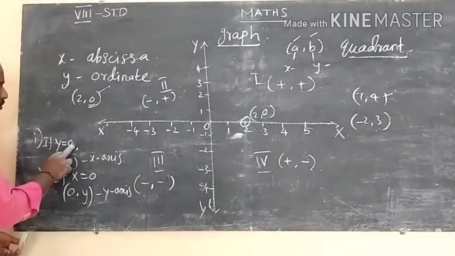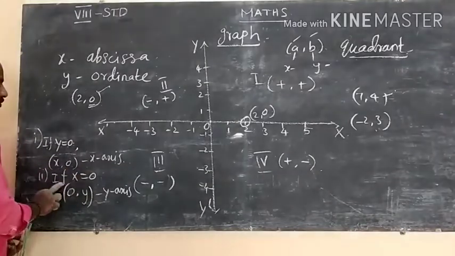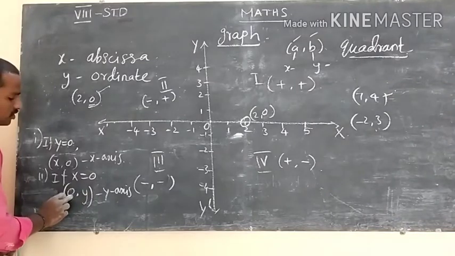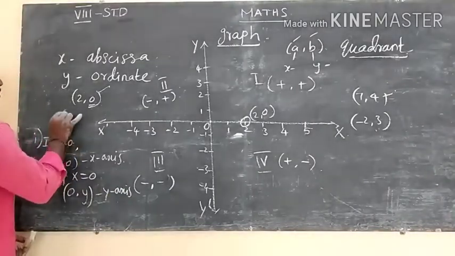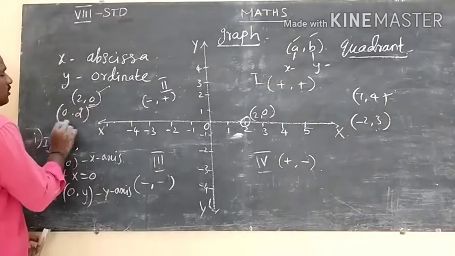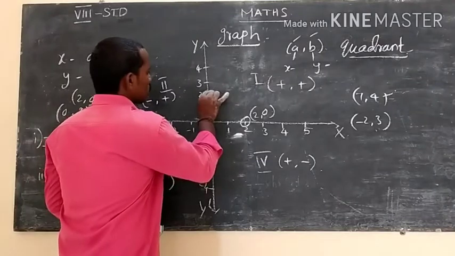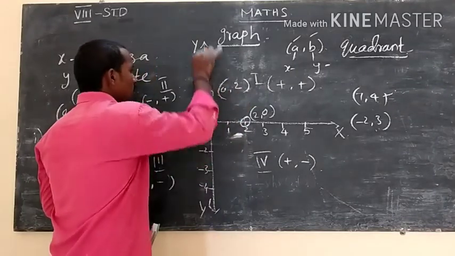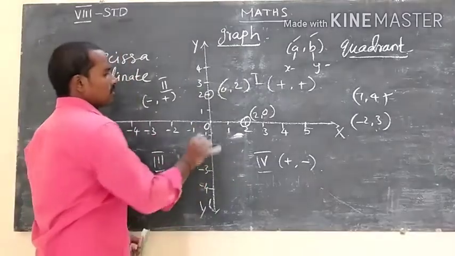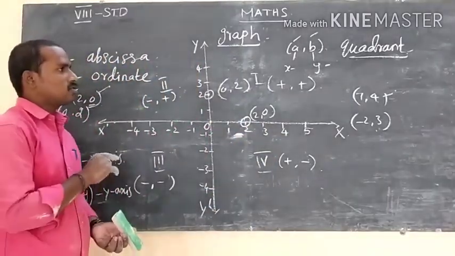If y is equal to 0, the coordinates (x, 0) lie on the x-axis. If x is equal to 0, the coordinates (0, y) lie on the y-axis. For example, (0, 2): x is 0 and y is 2, so the point lies on the y-axis. Have you understood?